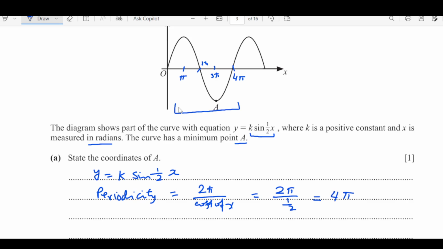Okay. So what will be the value of A then? You see A is here at 3 pi, right. So that is 3 pi, and the value of this we can just take as k. So this is k, this is negative k, and that is positive k. So the coordinates are going to be (3 pi, minus k), where k is greater than 0.